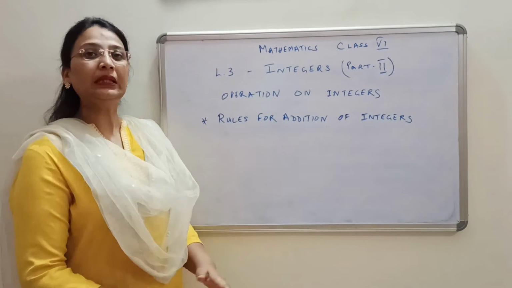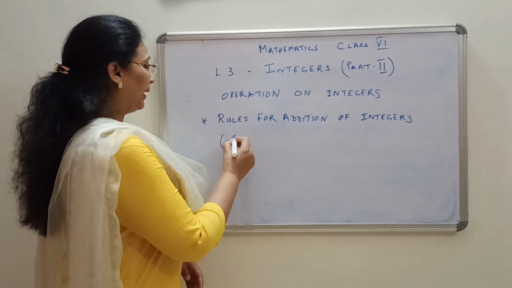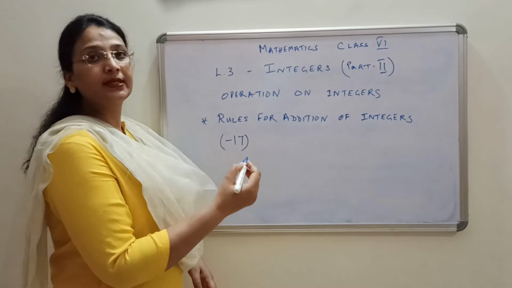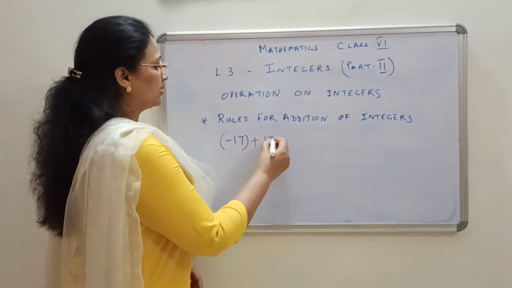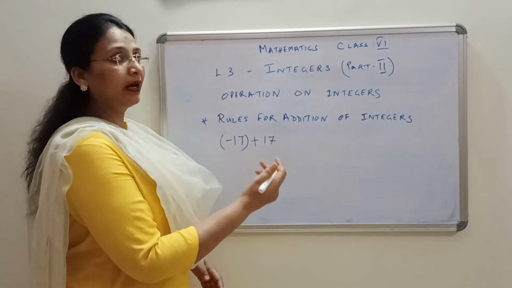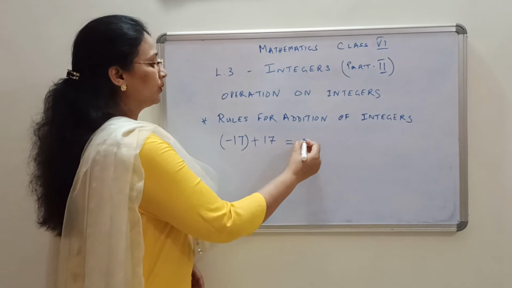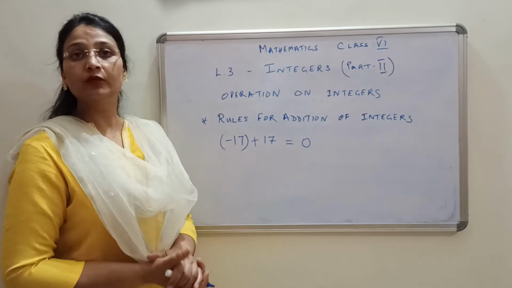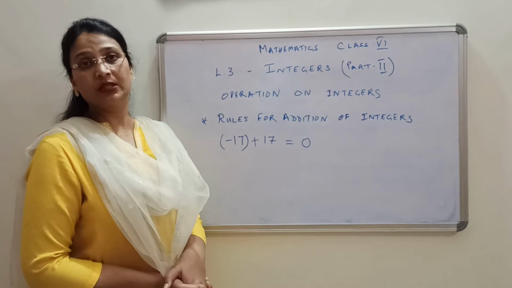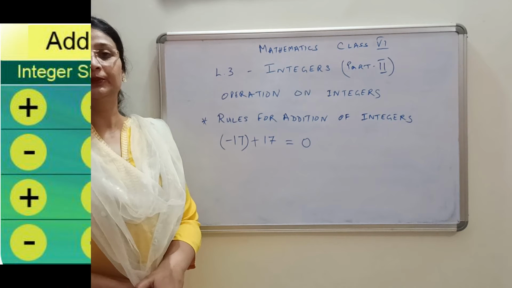Take another example: (-17) + (+17). Minus and plus is minus, but 17 minus 17 is 0. And in front of 0 you use neither a positive sign nor a negative sign.